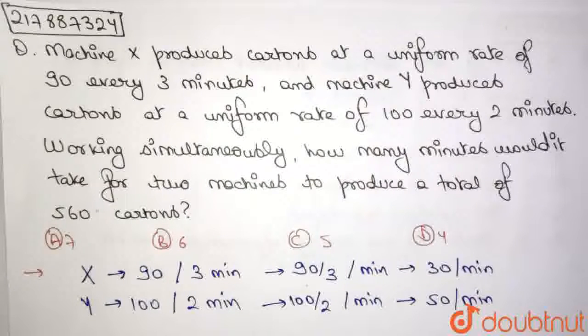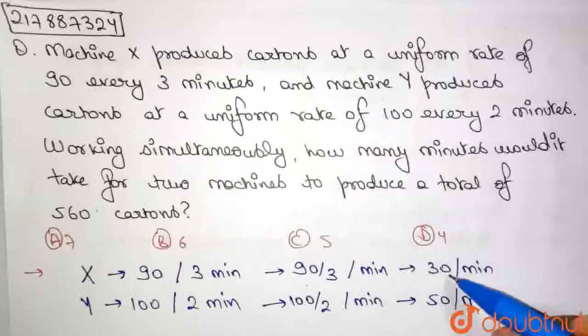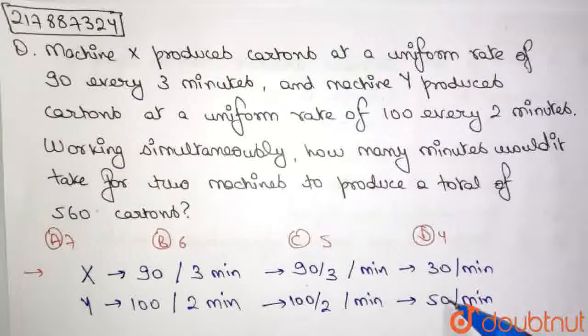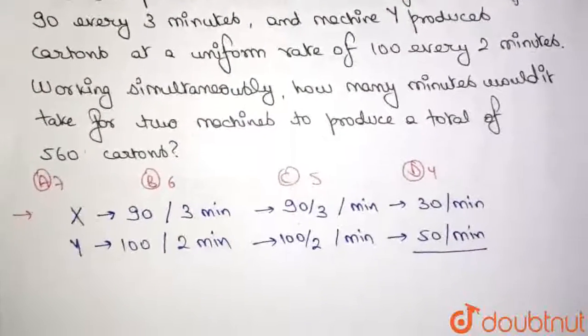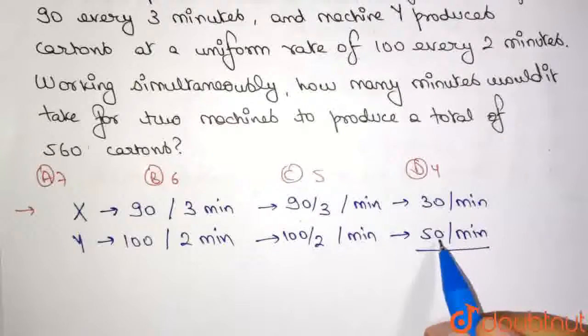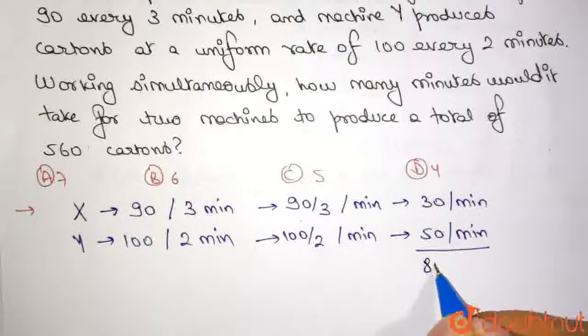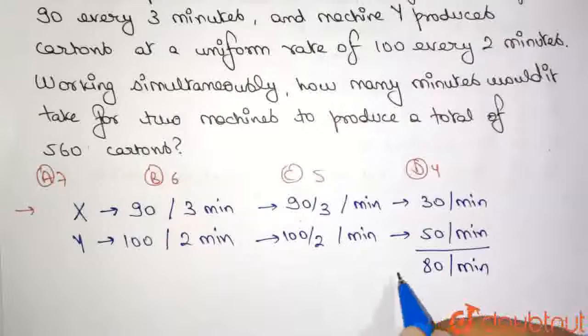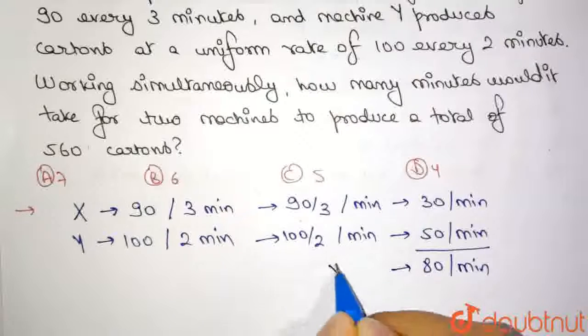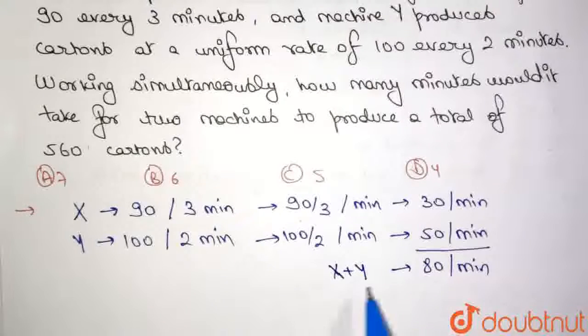So if they are working together, can I say that their sum is going to be the number of units produced every minute? Because if this is producing 30 in 1 minute, this is producing 50 in 1 minute, so together they are going to produce its sum, right? So if I add both of these up, 30 plus 50 is equal to 80 per minute. And whose rate is this? X plus Y. So X plus Y has a rate of 80 per minute, right?